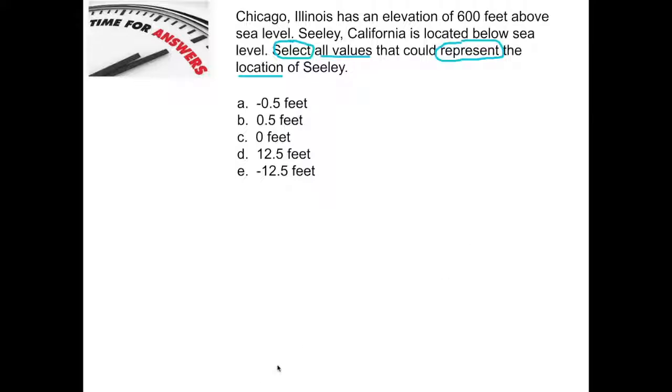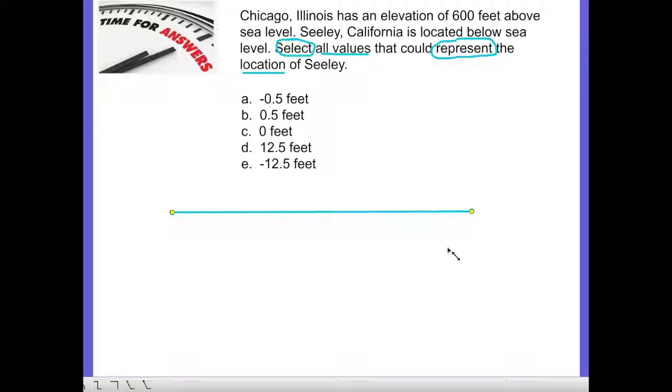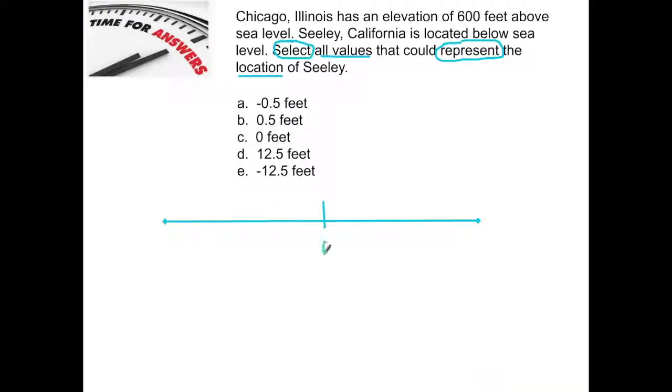So if we look at this from a number line perspective, we would have 0 as our center point, and 600 feet would be up here because it's above sea level. So anything below sea level would have to be less than 0, which means they would have to be negative values.